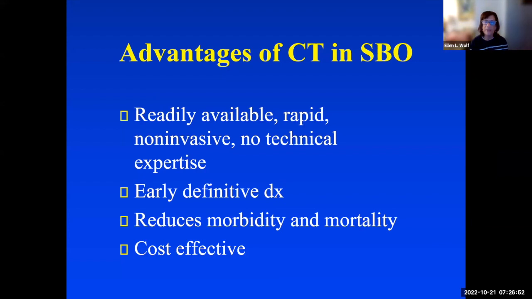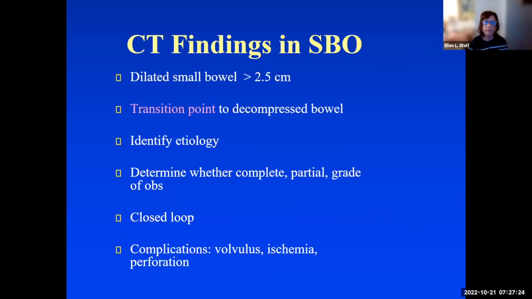However, CT has a lot of advantages in the diagnosis of small bowel obstruction over barium studies and plain films. So CT is readily available. Generally, it's rapid, it's non-invasive, and no technical expertise is necessary except for the technologist training. Therefore, you can make an early definitive diagnosis. You don't have to wait for the barium to get to the point of obstruction. It's been shown that CT reduces morbidity and mortality if it's used effectively and it's cost effective. So what are the CT findings in small bowel obstruction?